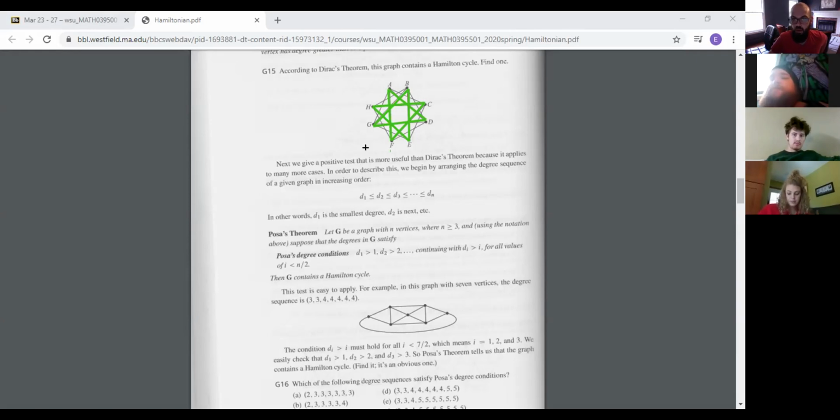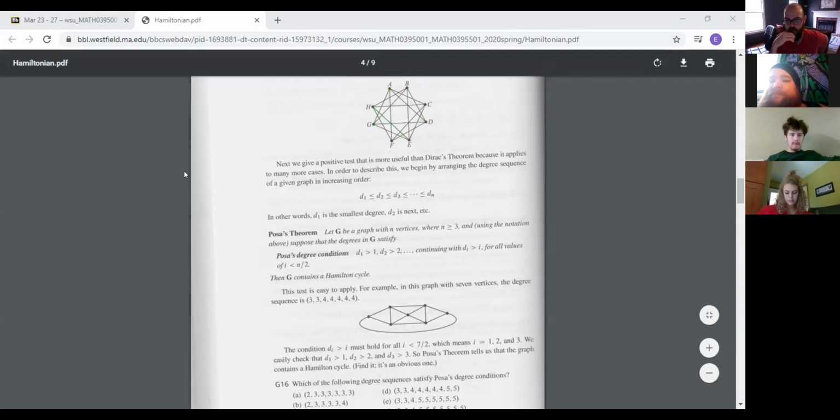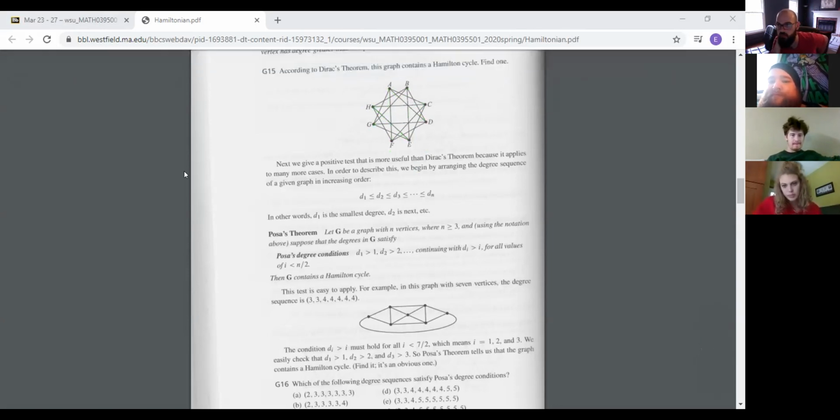All right. That made sense though? Mhm. Okay, so as we go along, the next question is G16, but try to read through this Pósa's theorem and make some sense out of it before you move on to the question. For this part of the book, there's not so many questions per page, but you're going to have to read and try to make some sense out of stuff. Okay? All right, I'm gonna jump in with the next group.